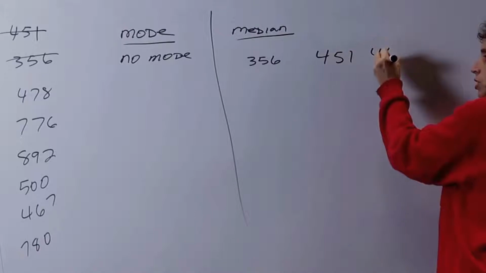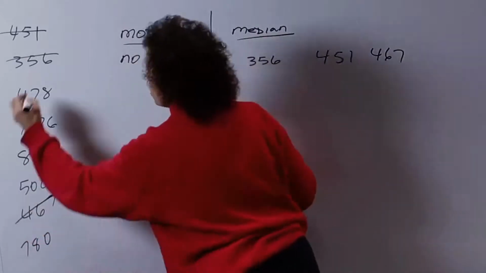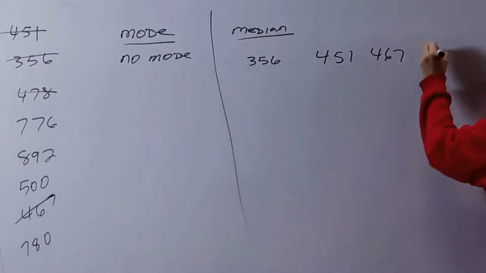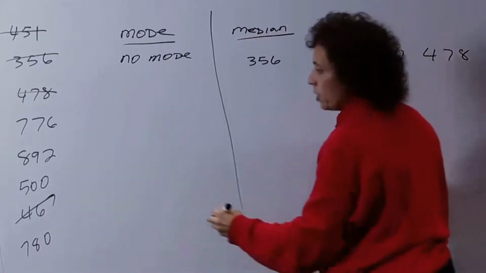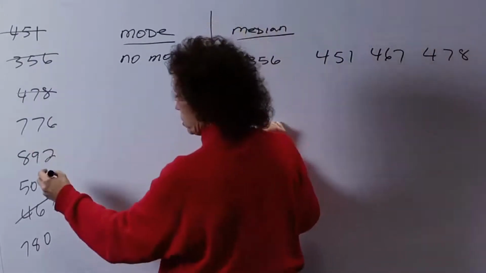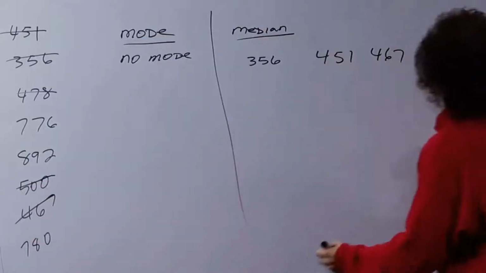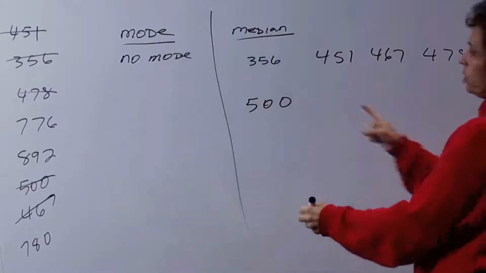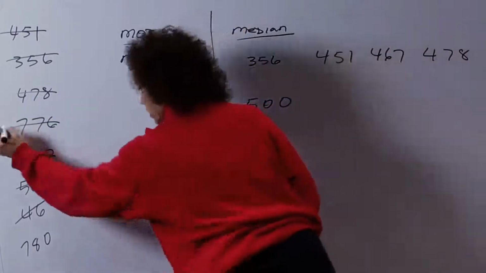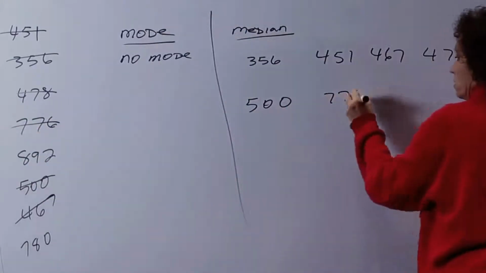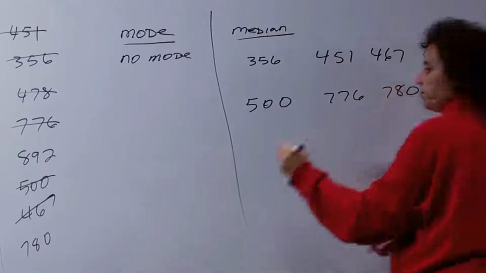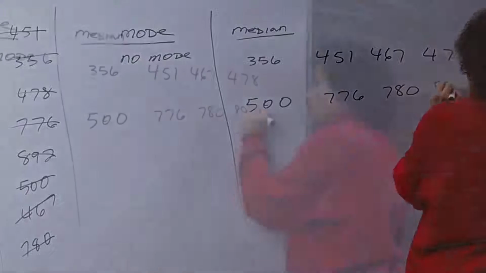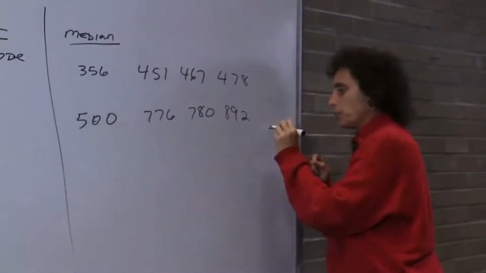Right, then 467. And then 478. And then 460, 476, 500. 500. And then 776. And 780. And then finally 892. Okay, remember this is the last number, this is the first number.